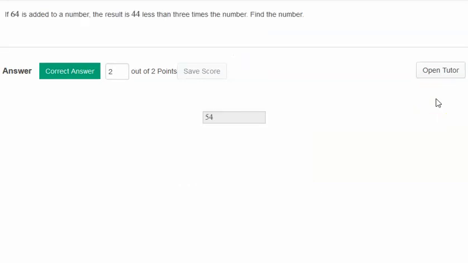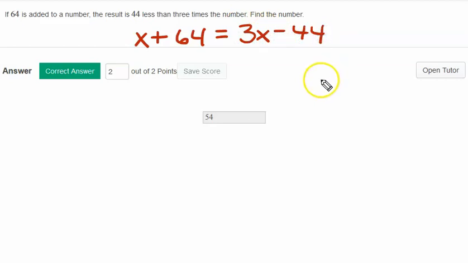For this example, you're going to read it carefully. Write an equation, and then check it out. All right, 64 is added to a number. So we have x plus 64. The result, which is an equal sign, is 44 less than 3 times the number. And that should be your initial equation.